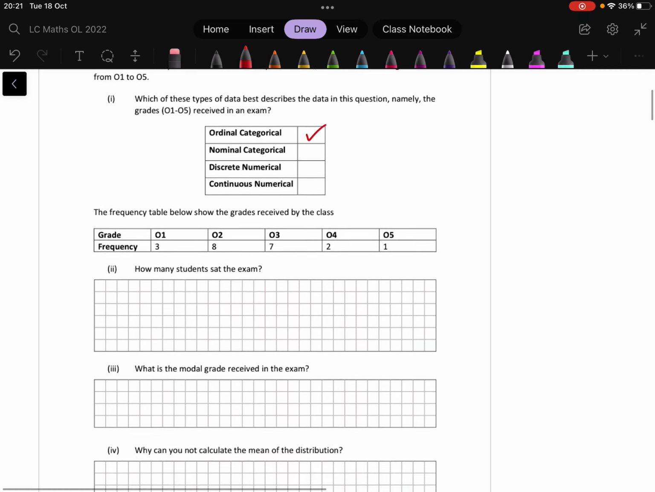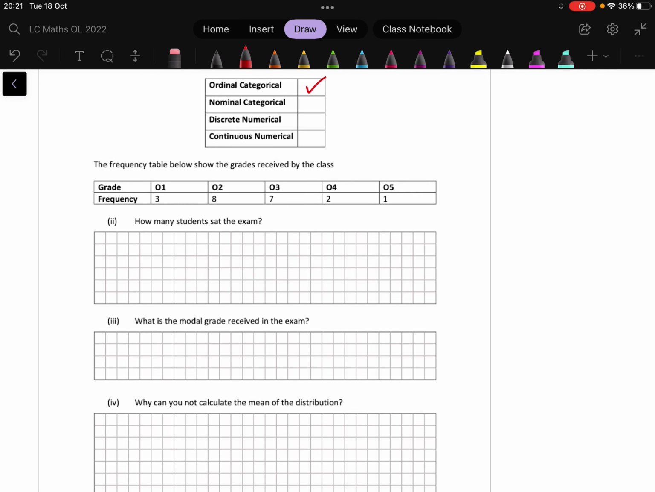Okay, the next part then requires us to look at this frequency table. So the frequency table shows the grades received by the class, so O1 to O5 with the frequency below. So the frequency in this case just means how many O1s were there, how many O2s, how many O3s, O4s and O5s. So we're asked first of all how many students sat the exam. So to look at that we have to look at all of the frequencies, add them up, and that should give us the total number of students that sat the exam. So we will have 3 plus 8 plus 7 plus 2 plus 1, and when we add that up we should get 21 students.